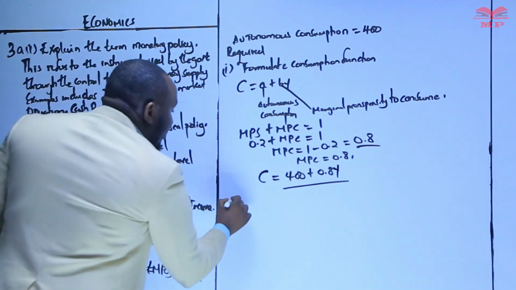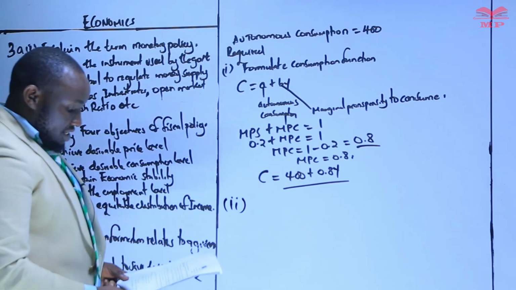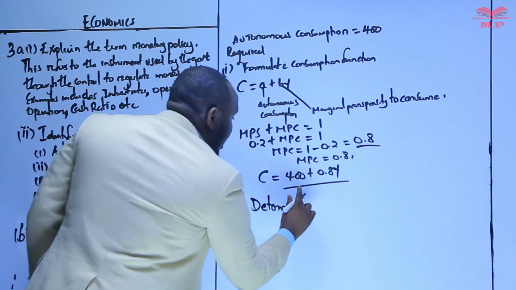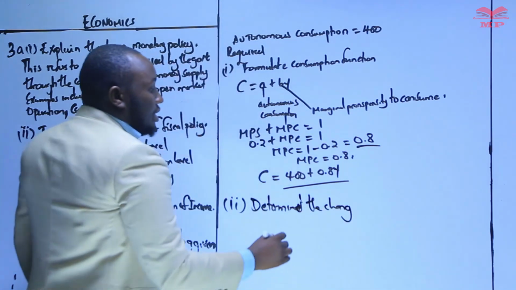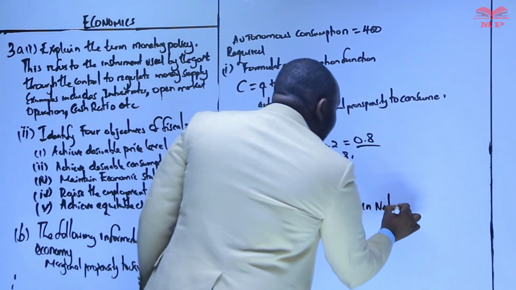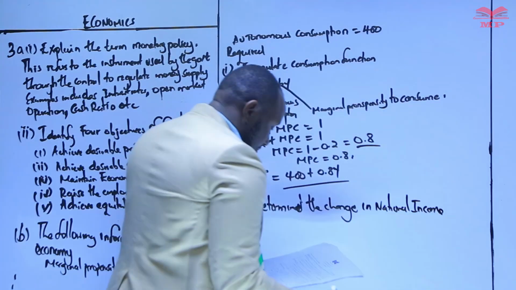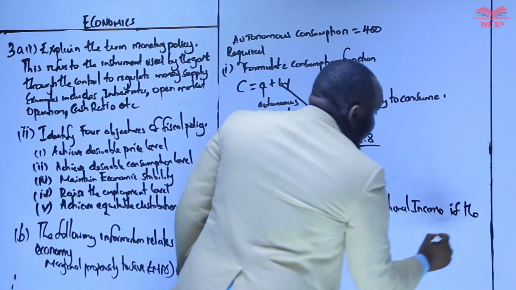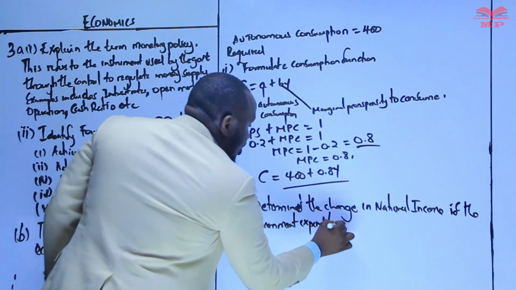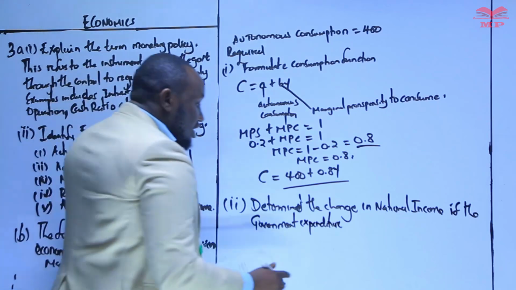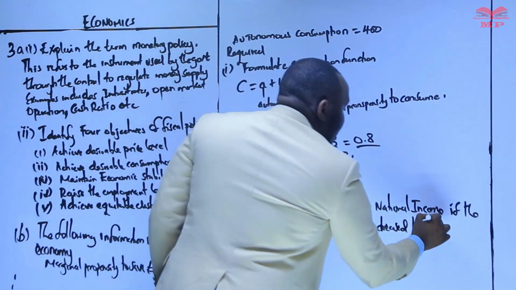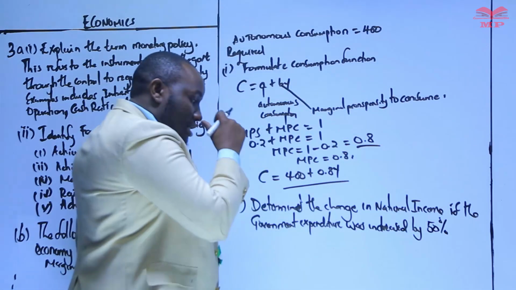We pick it up on Roman B. We have our Roman B down here. Determine the change in national income if the government expenditure was increased by 50%.